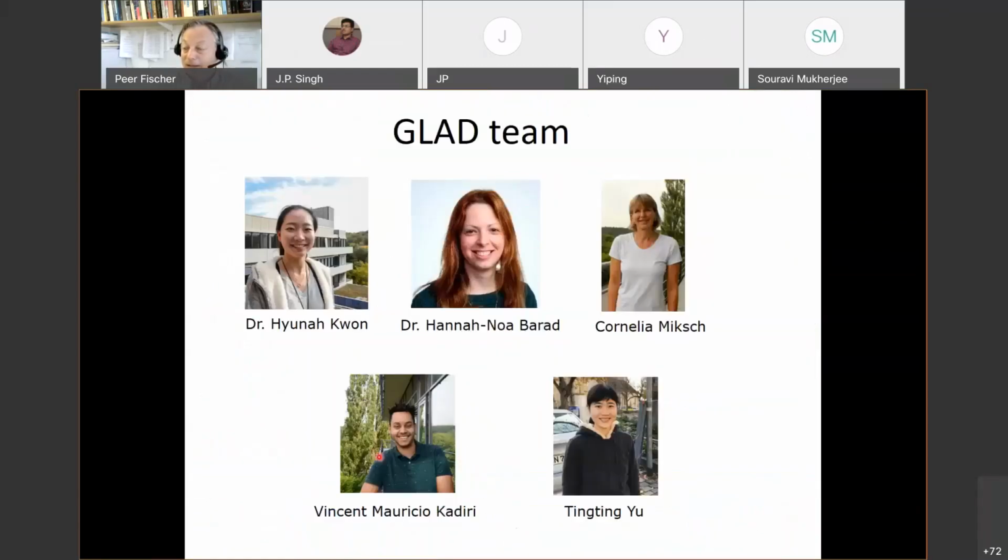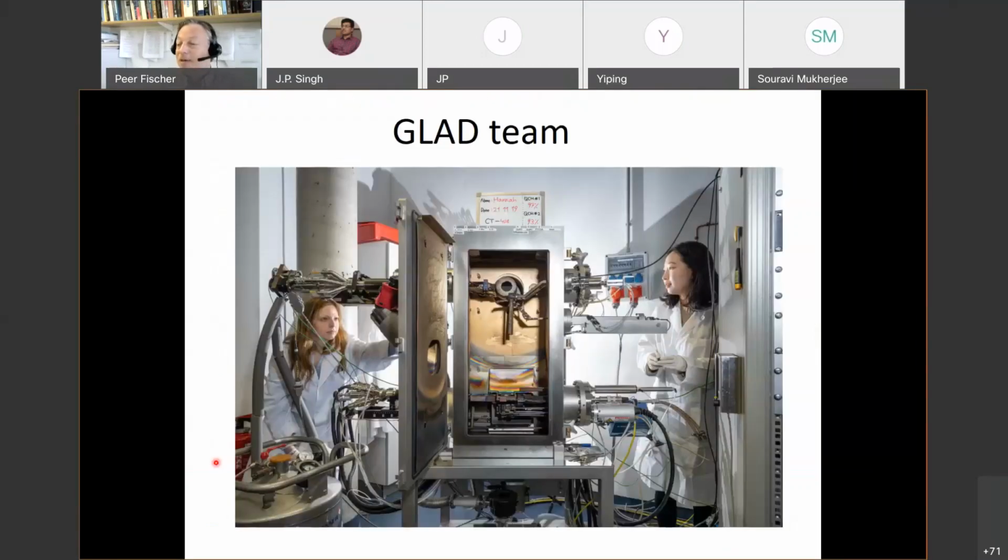And here is the GLAD team that runs the research and operates our instruments, Dr. Hyuna Kwon and Dr. Hannah Noah Bharat. And here, this was the picture that I was showing, which is the sort of setup that many of you are using. Again, here is the source, large distance to the substrate. Here is the wafer, and there's a manipulator here that allows us to manipulate the substrate during deposition, so we can turn the angle and we can ensure that there's shadowed growth.